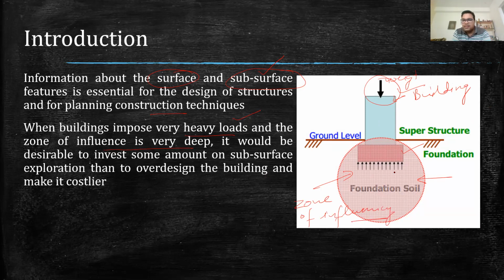If there is any problem in the zone of influence, then it will directly impact the building in various terms. It may be the settlement of the building, or it may be the collapse of the building. So therefore, it is very important to assess the property of the soil so that we can decide what kind of foundation we are going to provide here.